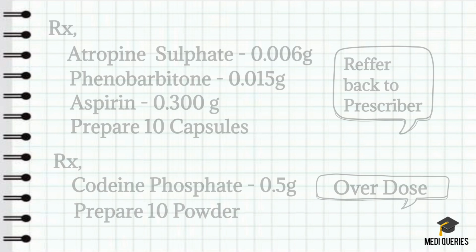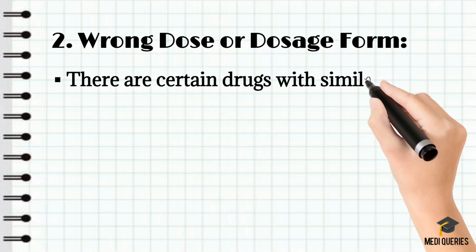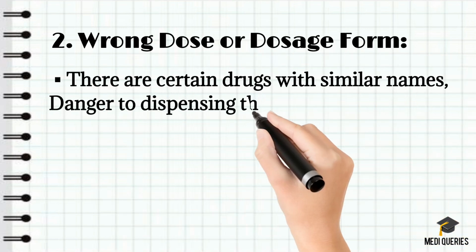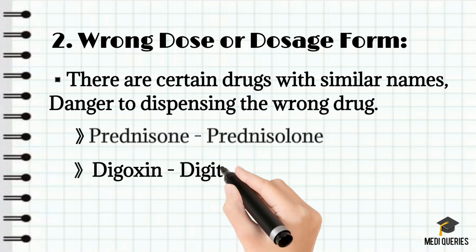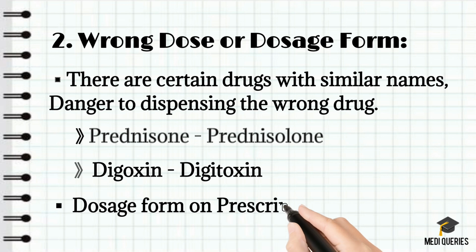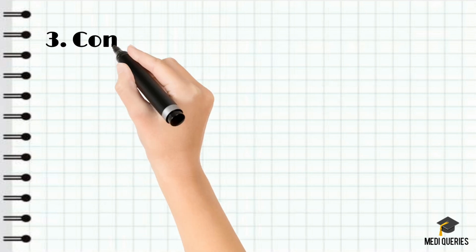The next one is the wrong doses or dosage forms. There are certain drugs which have quite similar names, and there is always a danger of dispensing the wrong drug. For example, prednisone and prednisolone, digoxin and digitoxin. Sometimes many drugs are available in different dosage forms, and hence if the dosage form is not clearly mentioned on the prescription, it becomes necessary to seek clarification from the prescriber.